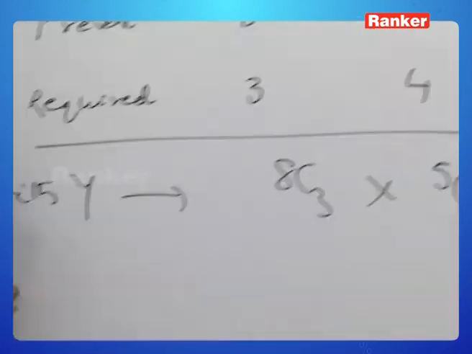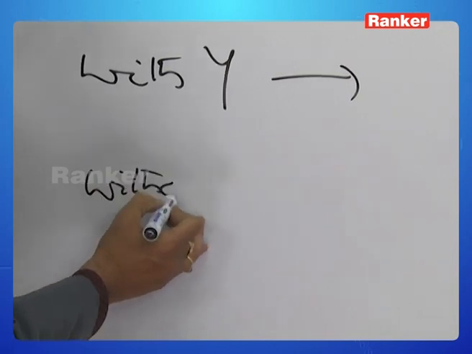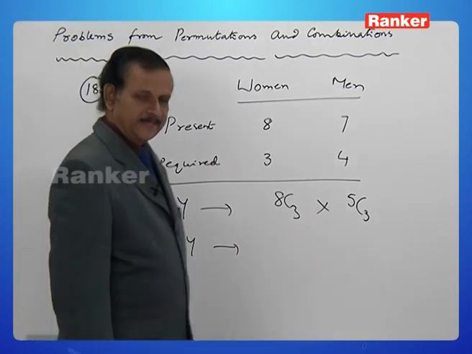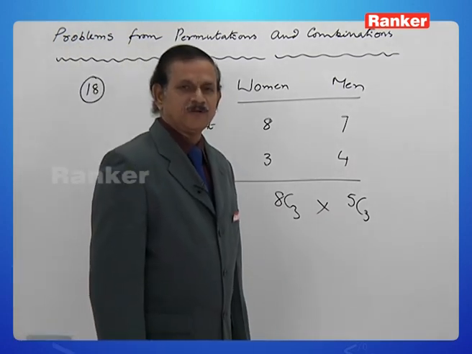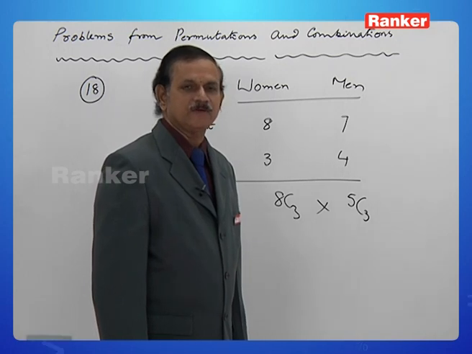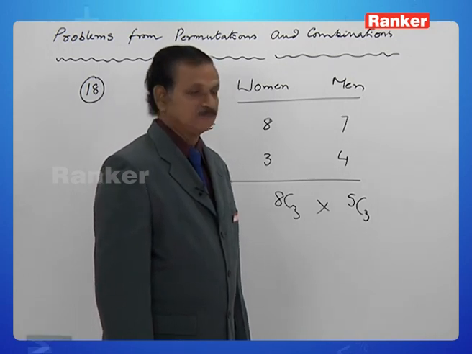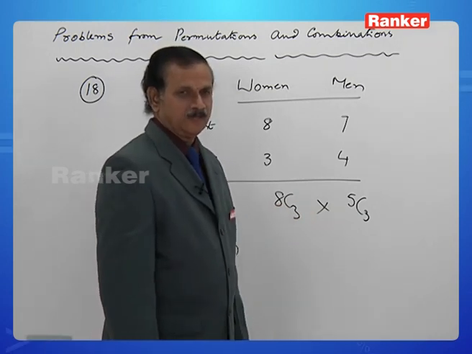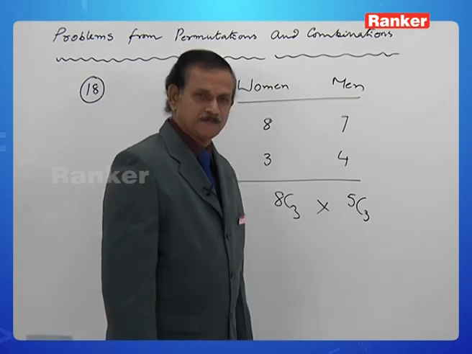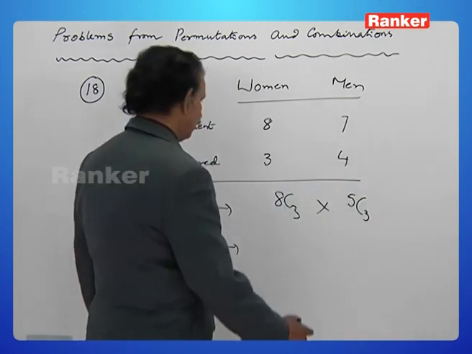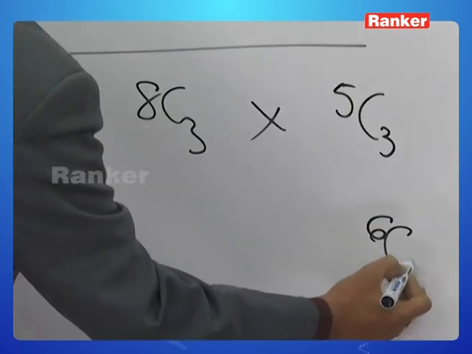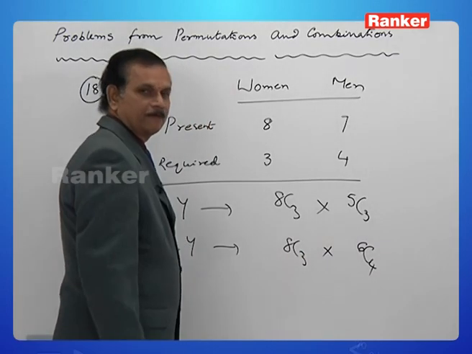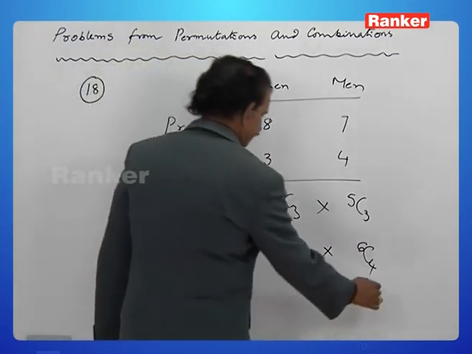Now, let us deal with the case without Y. That is, in this case, we do not like to consider Mr. Y to be a member of the committee. So the remaining 6 men only we are supposed to have the committee. From the remaining 6 only you are supposed to choose 4 men. Therefore, it can be done in 6C4 ways. As usual, it can be in 8C3 ways. Therefore, what is the total number of committees?